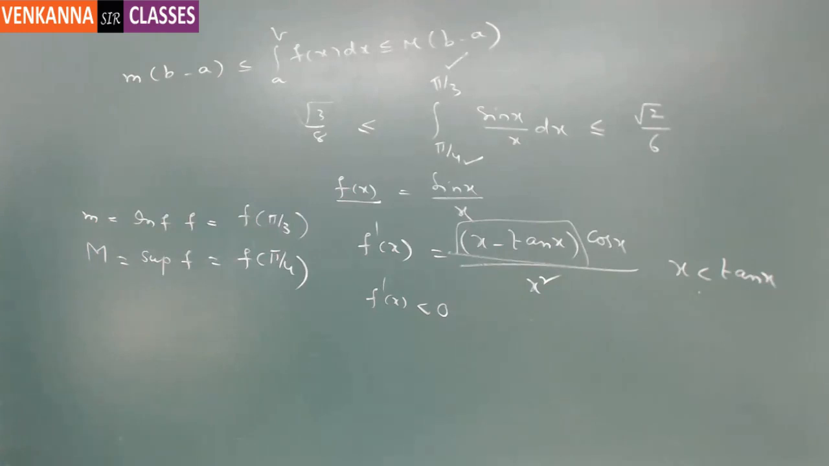Since the integrand is sin x by x, it has taken a little time for you by calculating f dash of x. Otherwise, if the function is very easy to check whether it is increasing or decreasing on the interval, straight away you can calculate infimum and supremum, and you can prove the inequality. That's it. Okay?